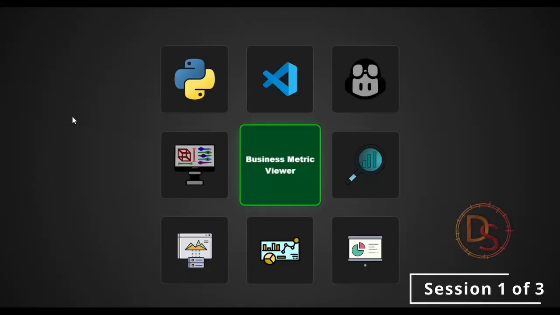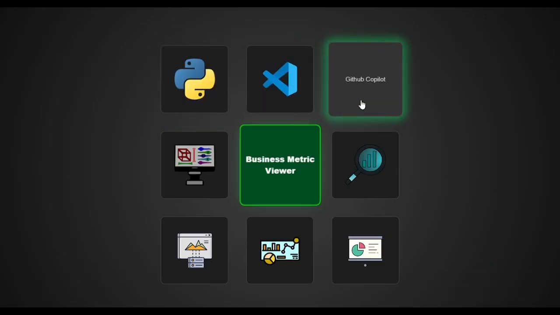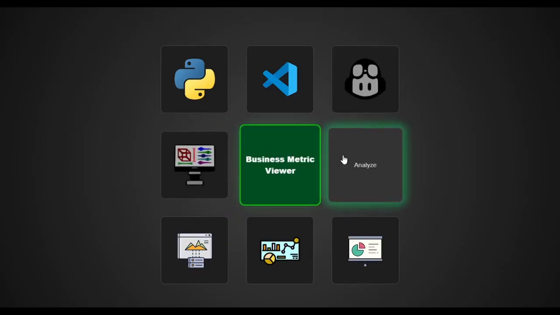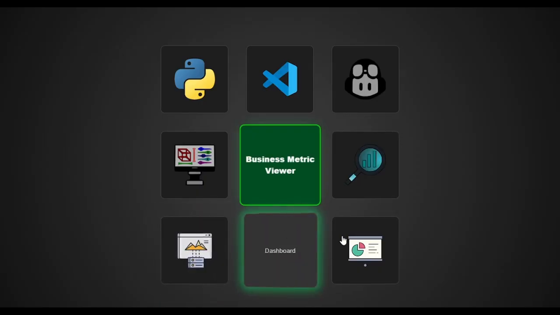Let's create a business metric viewer. We are going to work with Python in VS Code along with GitHub Copilot. We are going to simulate our business metric and then analyze it and create some visualizations and a dashboard so that we can present it.